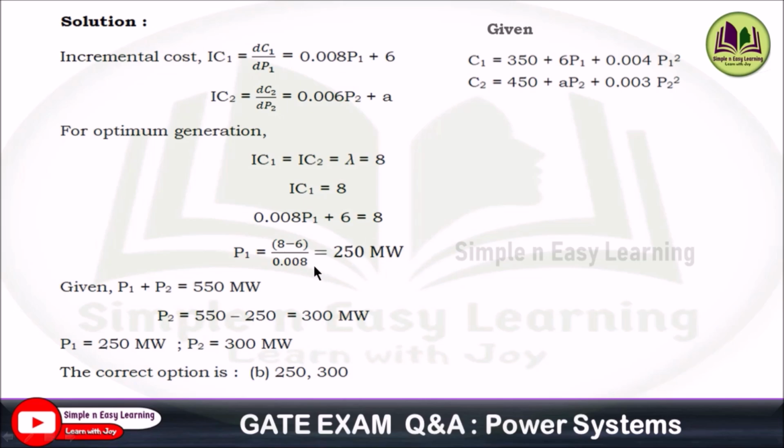We know the total load is 550 megawatt, that is P1 plus P2 equal to 550 megawatt. P1 we know, so we can subtract it from the total load. So 550 minus 250 gives you 300 megawatt. So P1 equal to 250 and P2 equal to 300. The correct option is B, 250, 300.